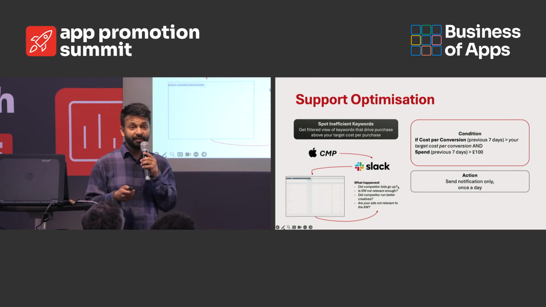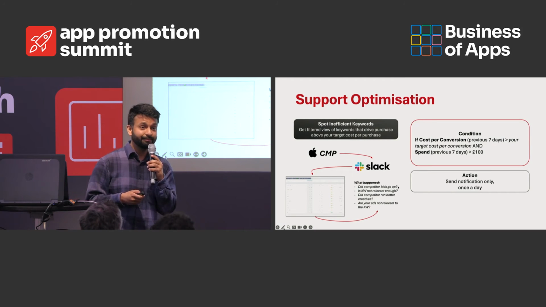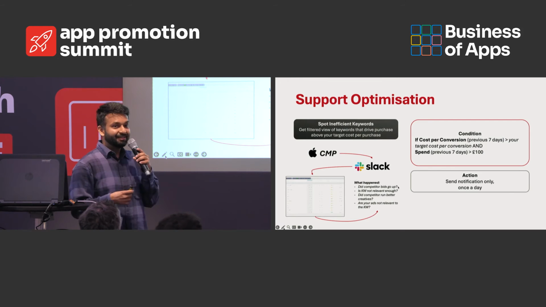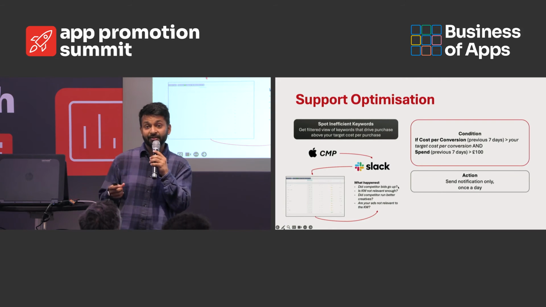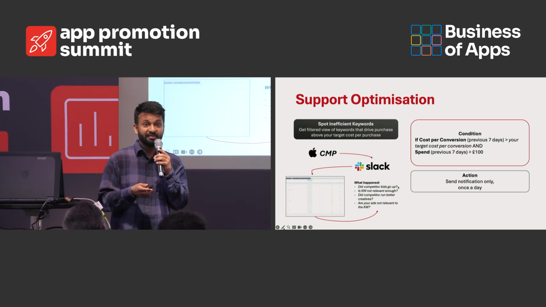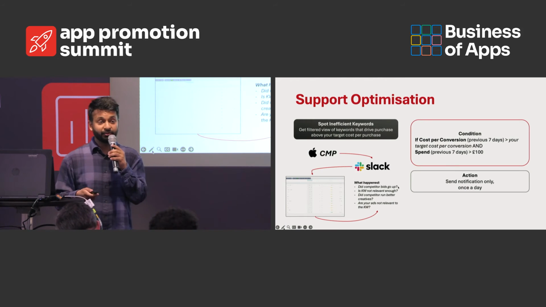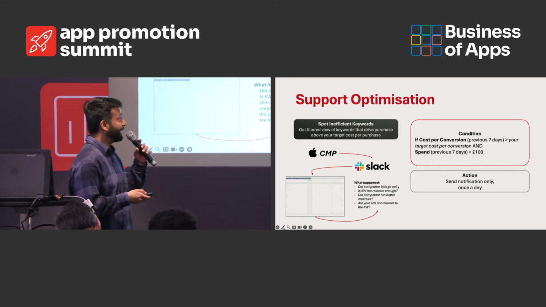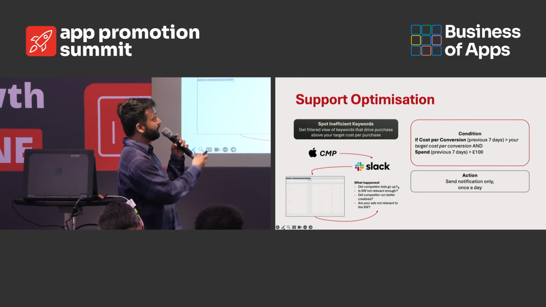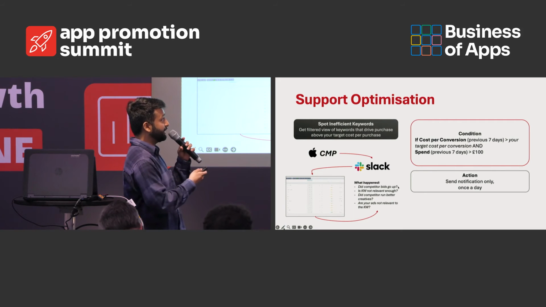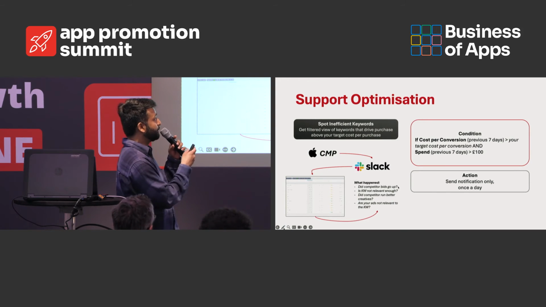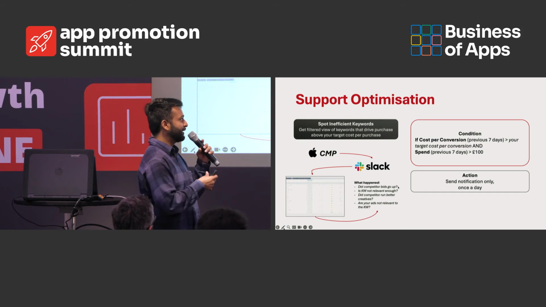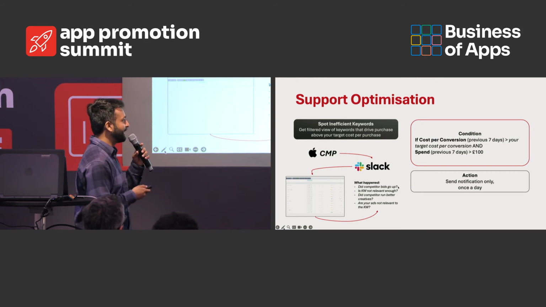Now let's look at how you can spot inefficient keywords in your campaigns. In the last slide, I talked about keywords that don't convert, but there are also keywords in your campaigns that do convert, but you can't sustain acquiring users from those keywords at a very high cost per acquisition. Therefore, you can build this automation rule where if your cost per conversion in the previous 7 days is more than your target cost per conversion, and you have spent at least £100 in the past 7 days, then you will get notified through Slack.